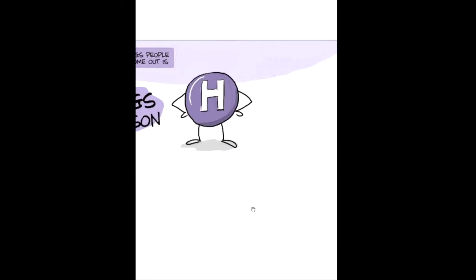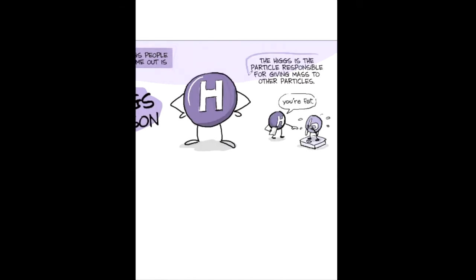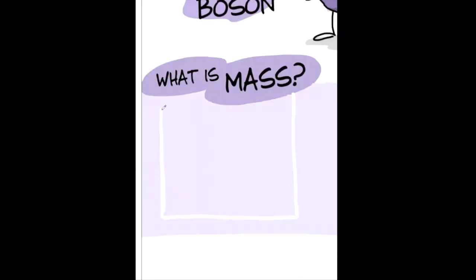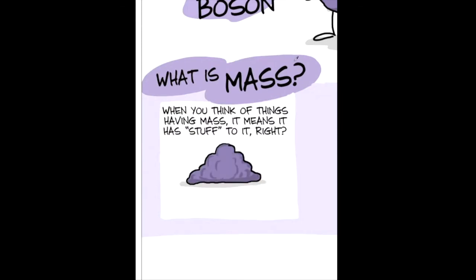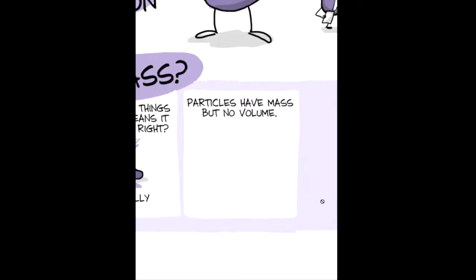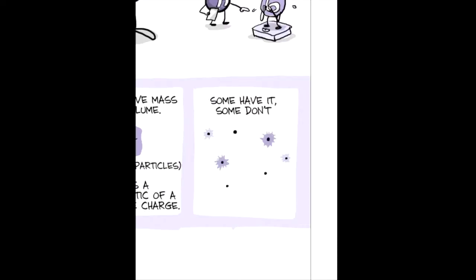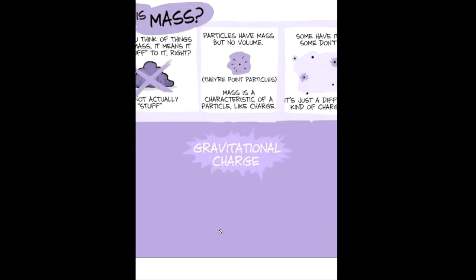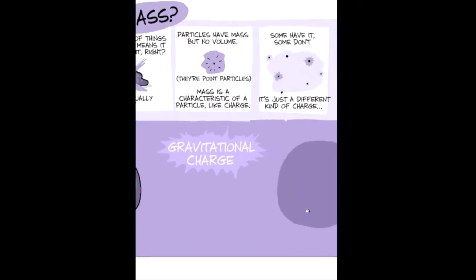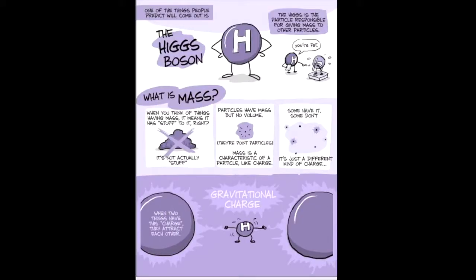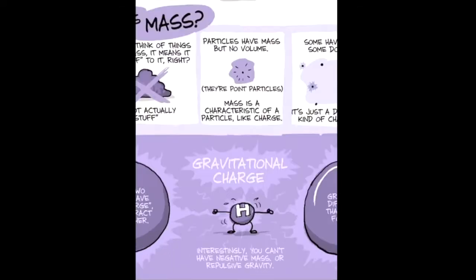The idea is that the Higgs boson is the particle that is responsible for giving mass to the other particles. You think of things that have mass as having stuff to them. It's not actually stuff. Earlier I was saying an electron has mass, but has no volume. How can that be? Turns out mass is probably just a characteristic of a particle the way charge is. Some particles have charge, like electrons. Some particles don't. It's just a different kind of charge. So you can think of mass as sort of gravitational charge. And when 2 things both have mass, they attract each other. Interestingly, you can't have negative mass or repulsive gravity. So gravity is different from other forces that way.